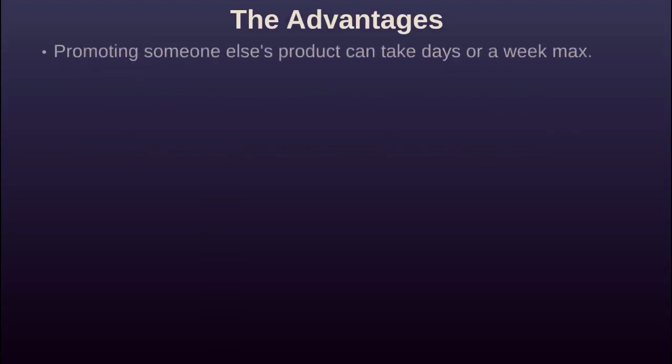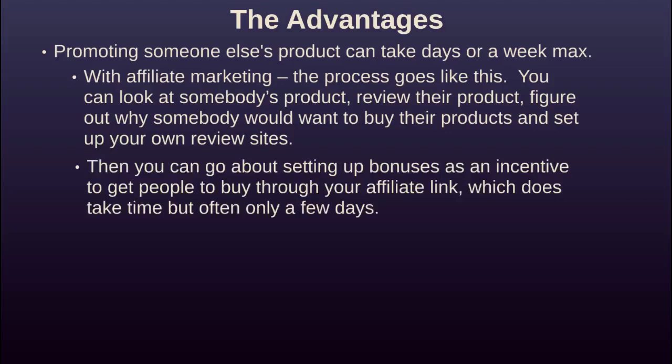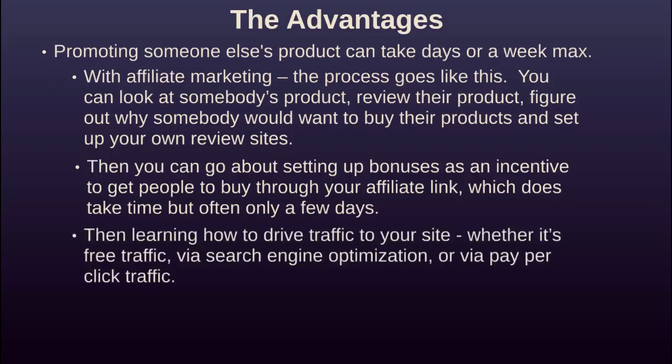Another advantage is promoting somebody else's products can usually take days or weeks max. And I say max because a lot of times it can take days or even a day or less than a day. So with affiliate marketing, usually the process goes like this. You look at somebody's product, you find it, you buy it, you review the product, you figure out why somebody would want to buy that product, and then you figure out the weaknesses, the strengths, everything about it. You create your bonus, and then you set up your own review site. And then you can focus on traffic and conversions and all that. But usually at the end of the day, after setting up your bonus, incentive, landing page and all that, that usually only takes about a day or a few days, honestly.